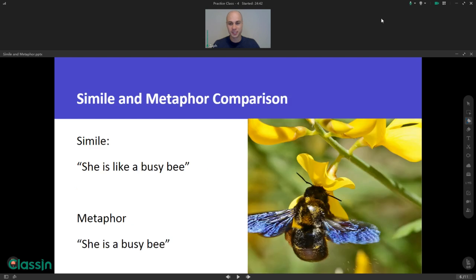So to see further the distinction between similes and metaphors, let's look at two phrases with the same message, but slightly different wording. So the simile is she is like a busy bee, and the metaphor is she is a busy bee. See the difference? Good. So at this point in the lesson, we've learned a lot about similes and metaphors. So to review, let's do a little quiz. And remember, the hint for the difference is similes usually have like or as.